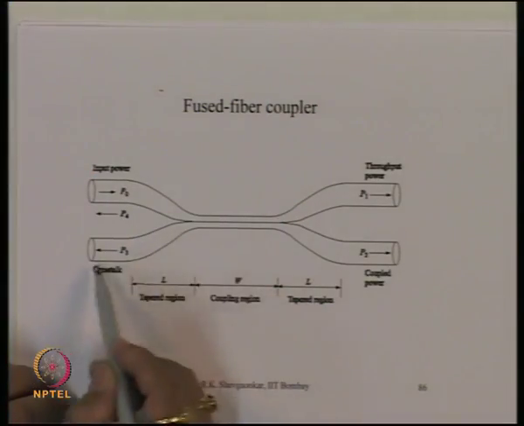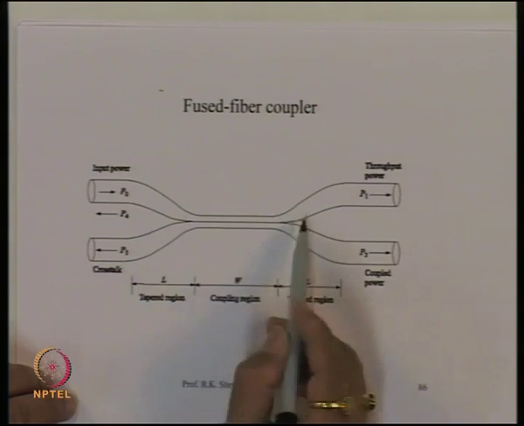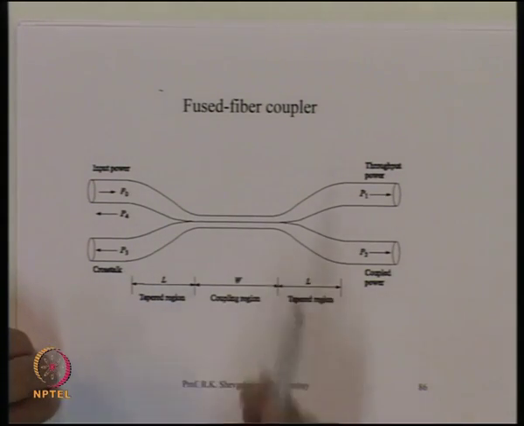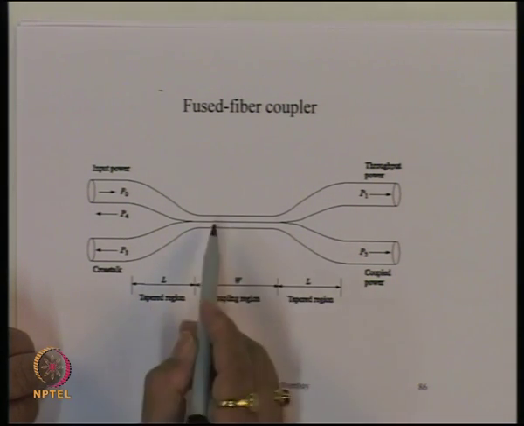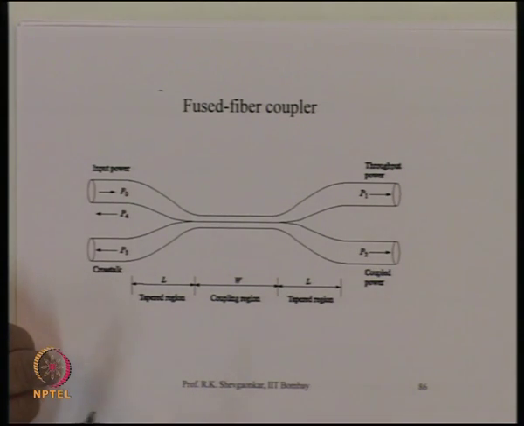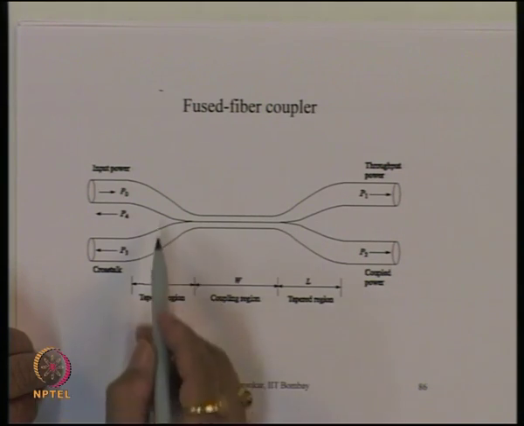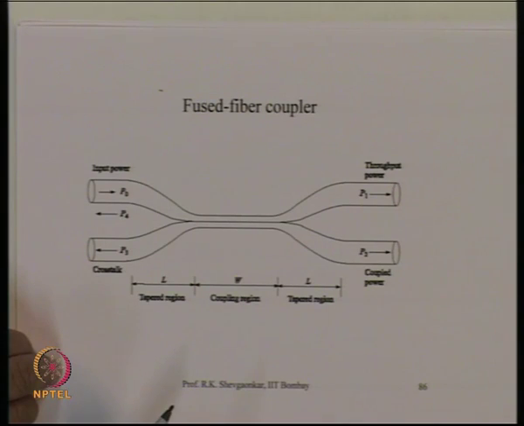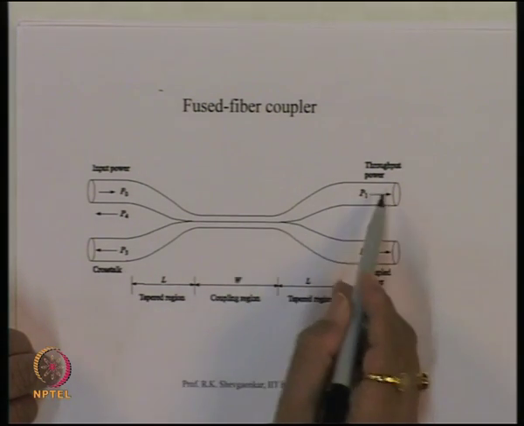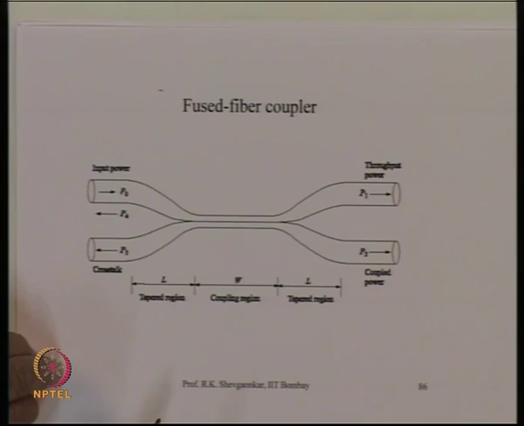So in principle, essentially what we are doing is we have these two fibers which we bring very close to each other, and then the fields start interacting with each other, and during this process some exchange of power takes place, and we will see in detail what the characteristics of this exchange are. So we have a coupling region which will decide how much power gets coupled and how much power remains with the same fiber and so on.